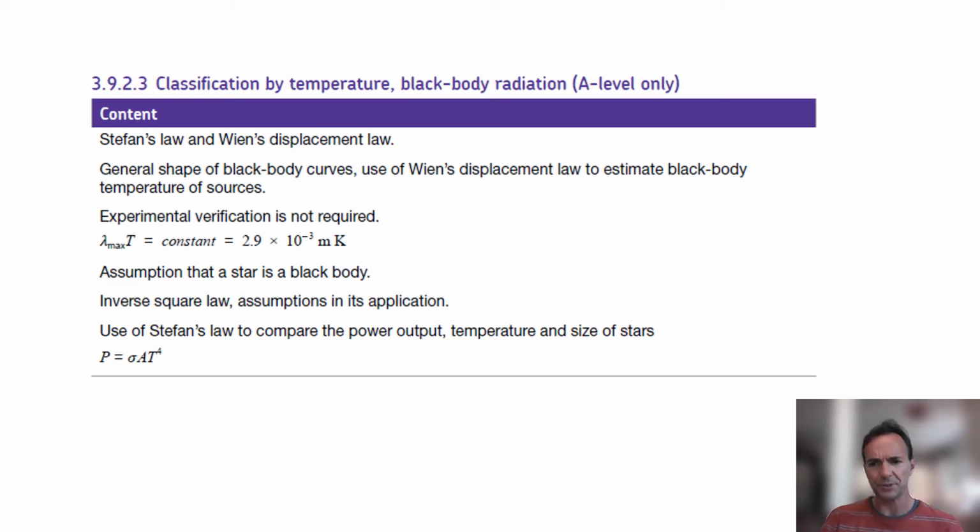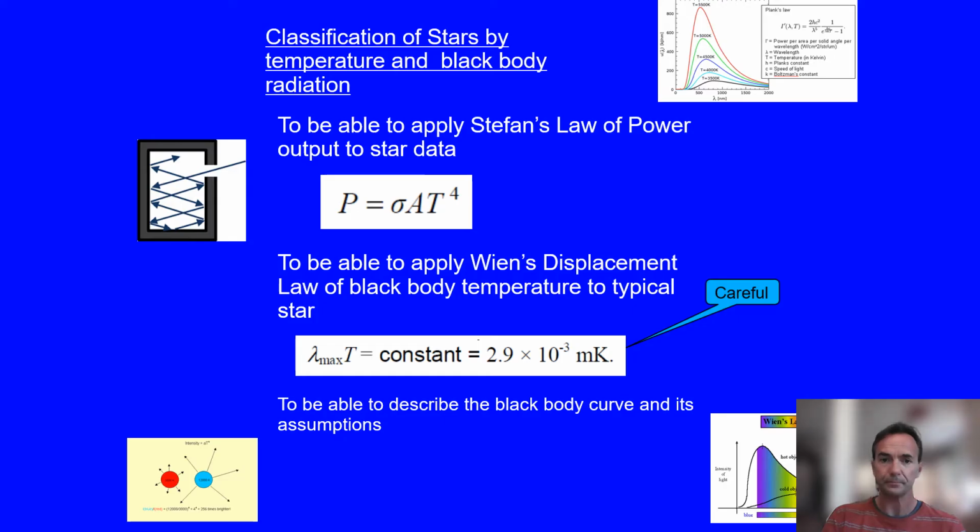But really, I think this one's going to be fairly straightforward. Some fairly easy concepts, and the mathematics is significantly more straightforward than Stefan's law as well. So get your notes, put this title again. What I'd like you to do this time is put this learning objective: to be able to apply Wien's displacement law to blackbody temperature of a typical star.